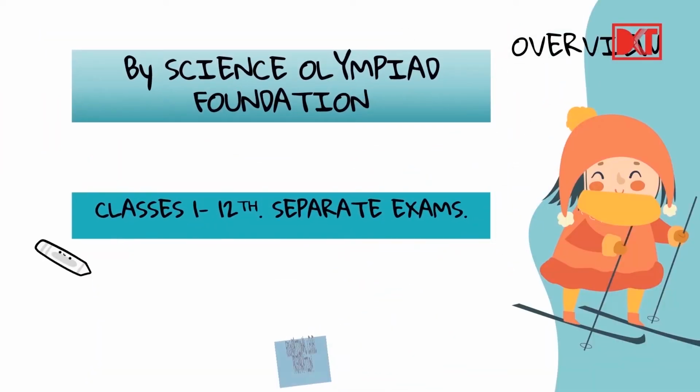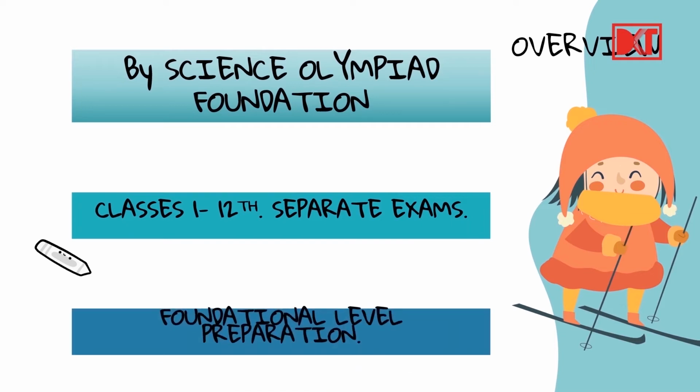All right. So what IEO does broadly is, now first of all, it is conducted by the Science Olympiad Foundation. It conducts the IEO Olympiad every year. And this is for all the classes, for classes 1 to 12. For class 1 there's a separate exam, for class 2 there's a separate Olympiad. Now that is pretty obvious. Alright, separate exams for all these classes.